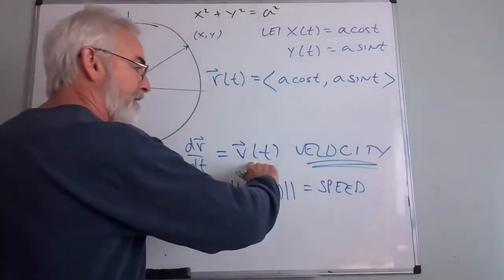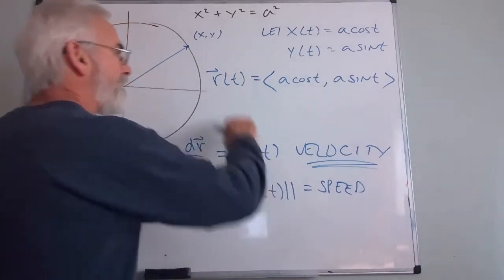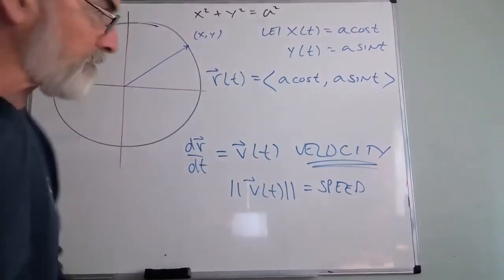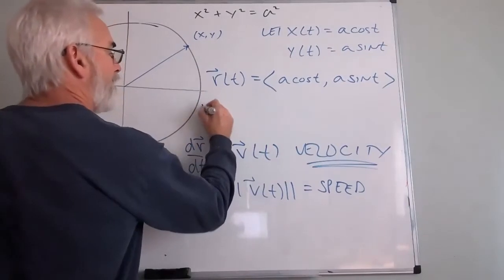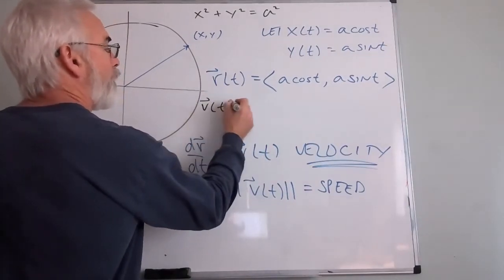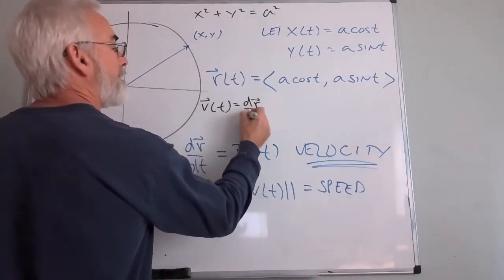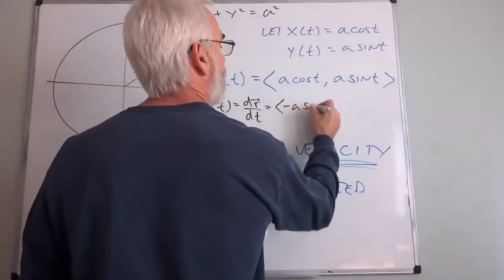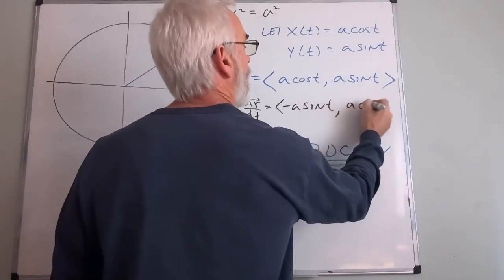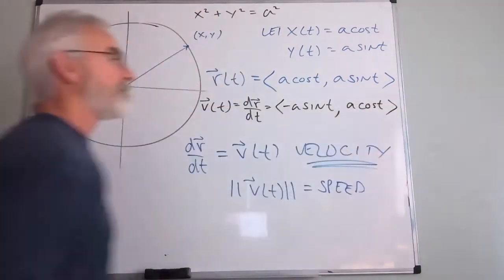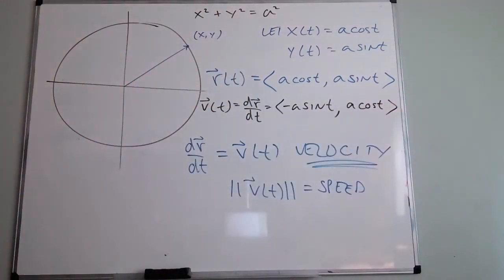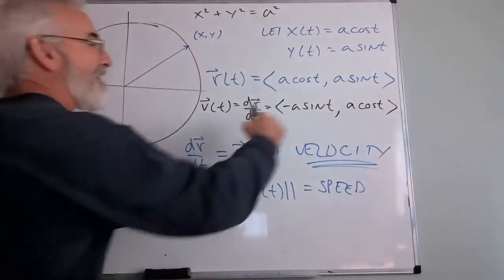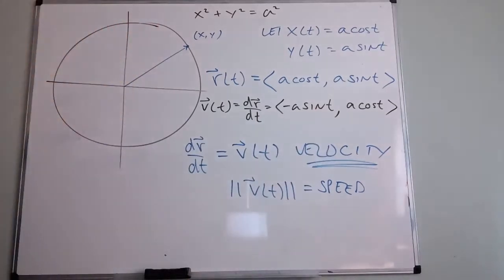So if v of t is velocity, then let's go back to our circle. I'm moving around the circle. Then v of t, which is dr/dt, would equal negative a sine t, a cos t. Now, what does that vector look like? This is the vector r of t. Now, that vector right there points in a different direction.